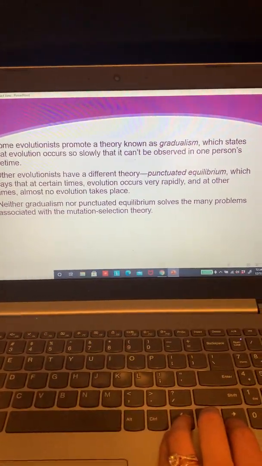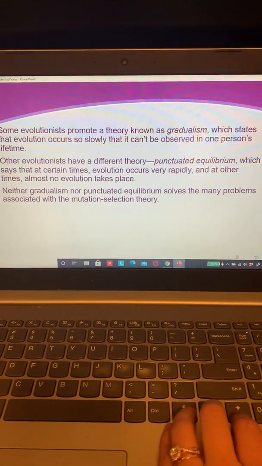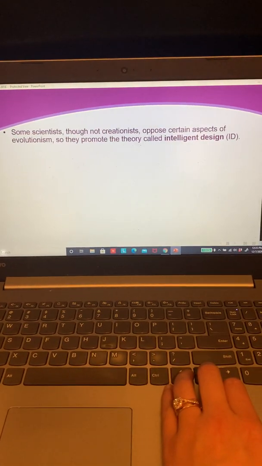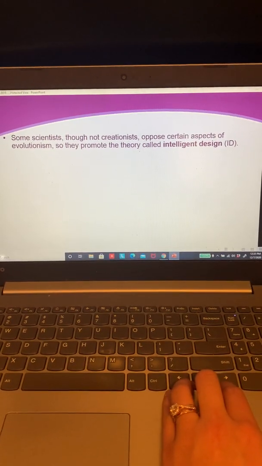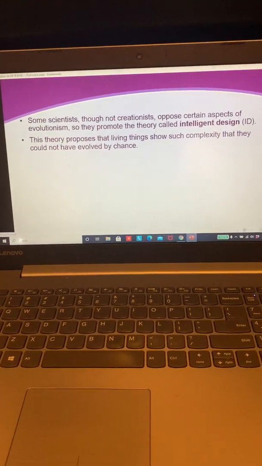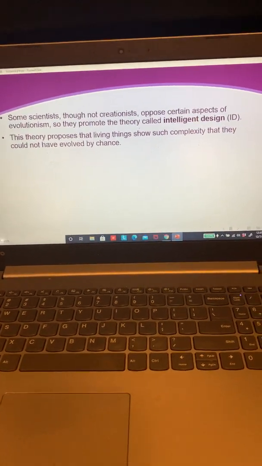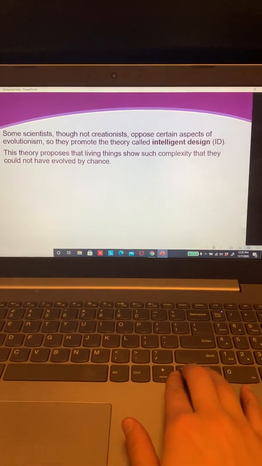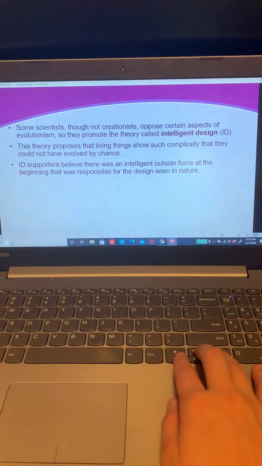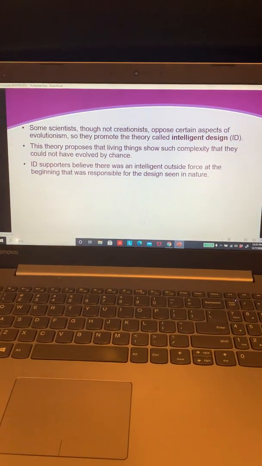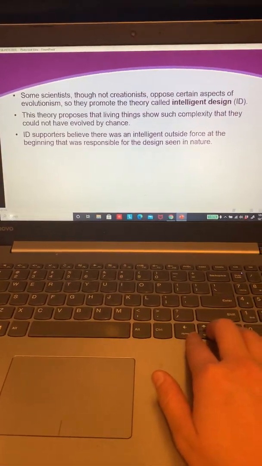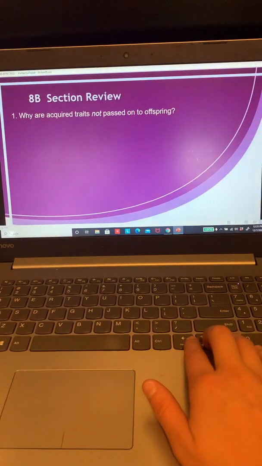But now, neither gradualism nor punctuated equilibrium actually solves the many problems associated with mutation selection theory, such as the gain-of-function mutations. Some scientists, though not creationists, oppose certain aspects of evolutionism, so they promote the theory called intelligent design. This theory proposes that living things show such complexity that they could not have evolved by chance. So there must have been an intelligent designer that did form these organisms, but then some evolution happened after that. These intelligent design supporters believe that there was an intelligent outside force at the beginning that was responsible for the design seen in nature, but then everything else evolved.